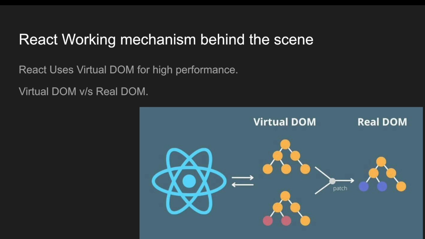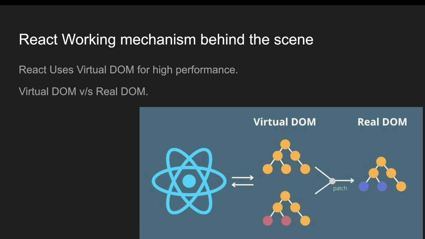And let me go into the next slide. Here, how React works and why React is more famous for performance. React uses the virtual DOM for higher performance, and we'll learn what exactly the virtual DOM and real DOM are. Here, the real DOM is the DOM we are seeing in our browser. But before that, what React does is make a copy of your real DOM for the first time, which will be your virtual DOM.